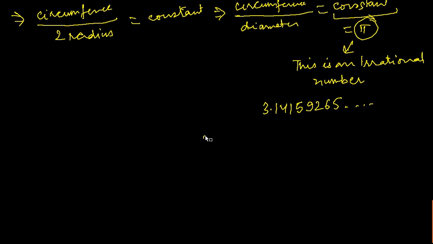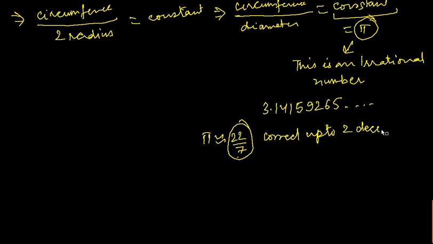And 22/7 is used to approximate pi. This is correct up to 2 decimal places, but we generally approximate pi with 22/7. Its value is 3.14285. You can see that after the decimal only the first two values are matching.